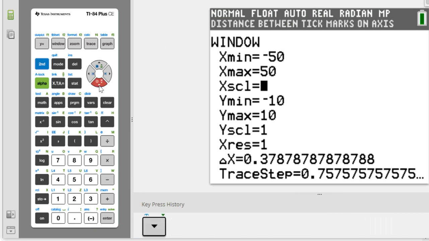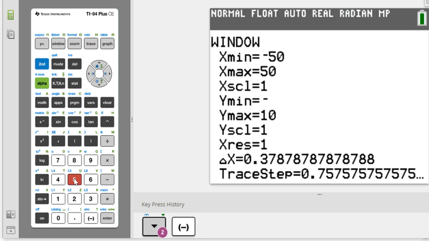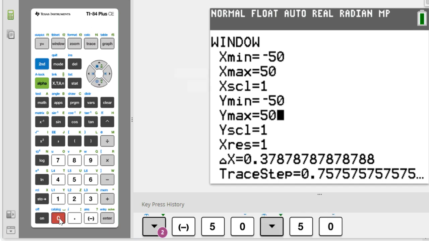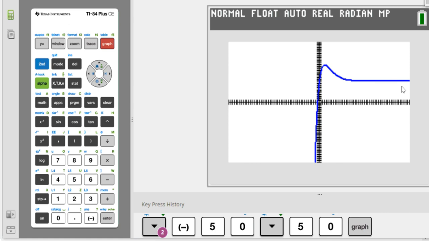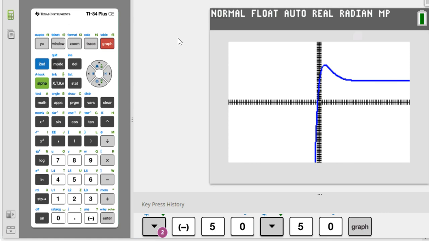I just need to make sure it fits on here, otherwise it won't do it for me. It doesn't have to be anywhere near your function, just has to fit in your window. So don't take any time when you're making your window. Just put it in here and see what happens. Okay, don't even think about it. So there's the function from a negative 50 to 50 window.